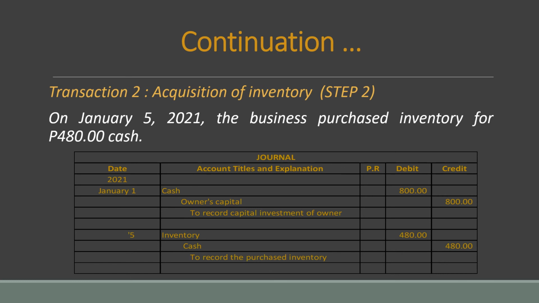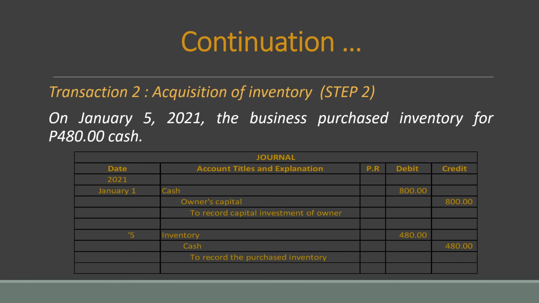Also, take note that yung PR or posting reference, kapag nasa step 2 pa lang tayo, which is journalizing, we leave it blank. Kasi ginagamit natin yan kapag tayo ay nag-post na sa general ledger. So, magkakaroon lang yan ng laman or ng entry or ng code kapag na-post na natin yung mga transactions.